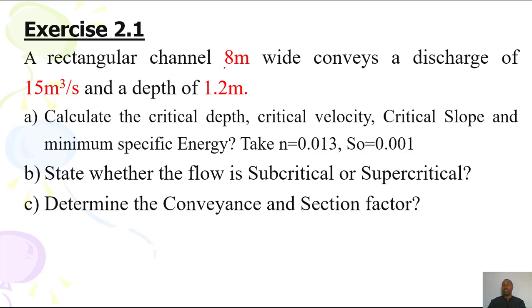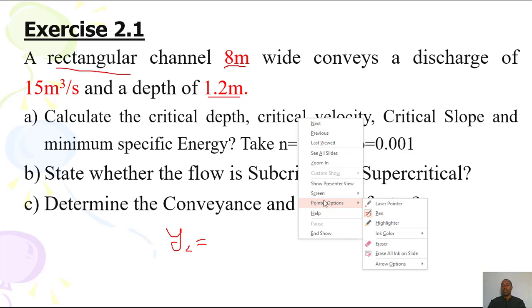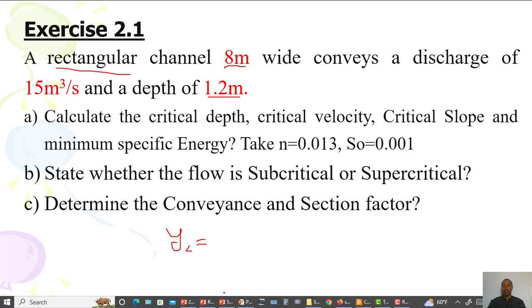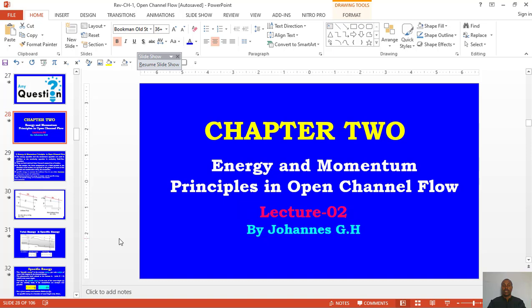Okay, as an exercise, you can try this problem. A rectangular channel, 8 meter wide, conveys a discharge of 15 meter cube per second at a depth of 1.2 meter. Calculate the critical depth, critical velocity, critical slope, and minimum specific energy. So for rectangular channel, already we have the formula, which is yc is equal to q square over g, the whole to the power 1/3. Already in the previous discussion, I think we have seen these formulas.